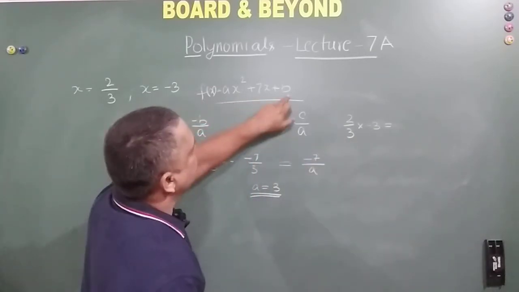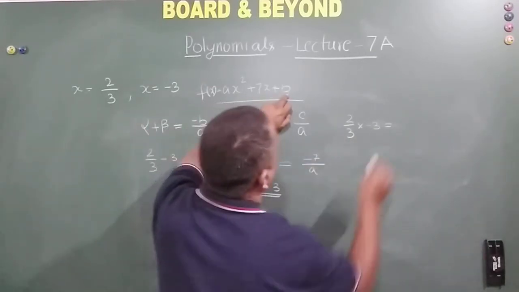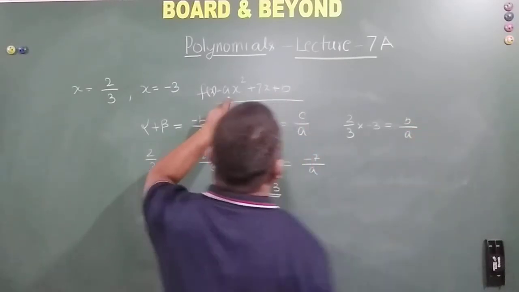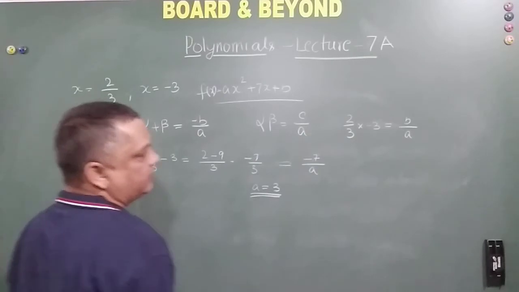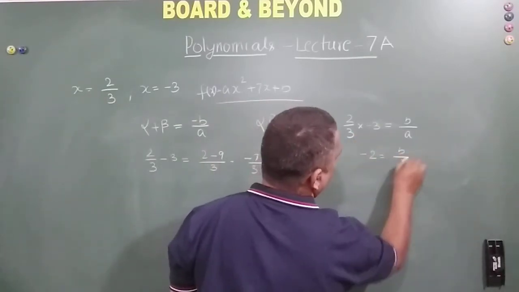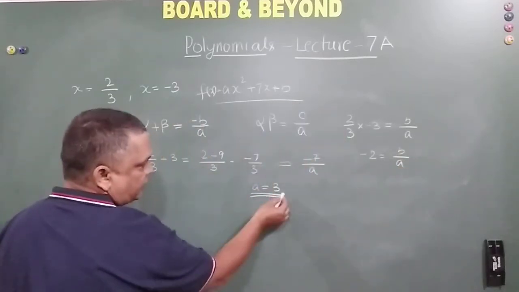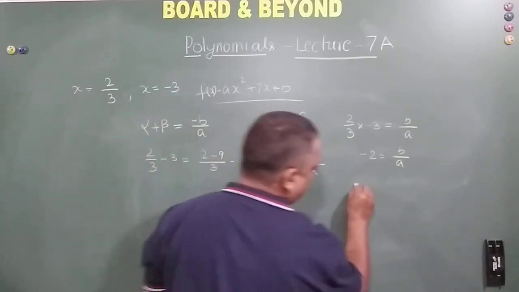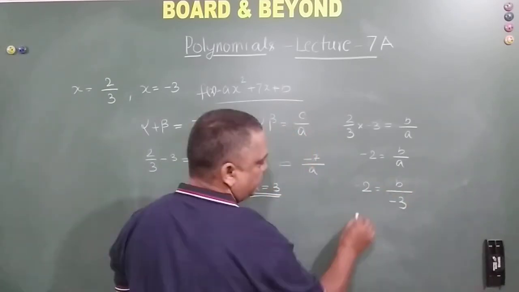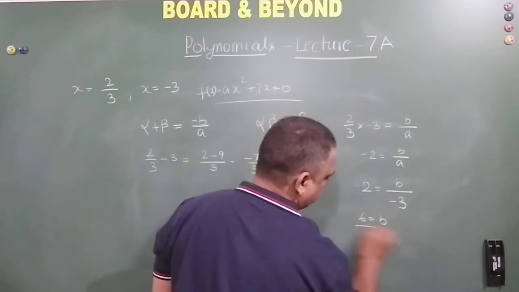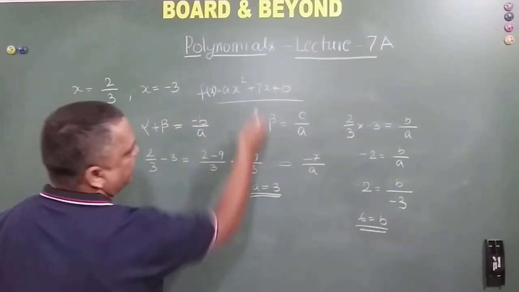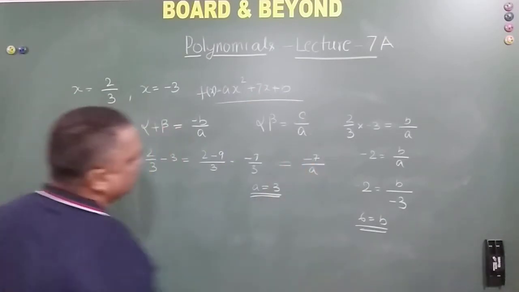So in our case, C by A is nothing but b by a. You are getting my point? So this and this cancel, minus 2. Minus 2 is equal to b by a. And just now we found out that a is equal to 3. So minus 2 is equal to b by 3. So b is equal to minus 6. So we have found out value of a is 3 and value of b is minus 6.